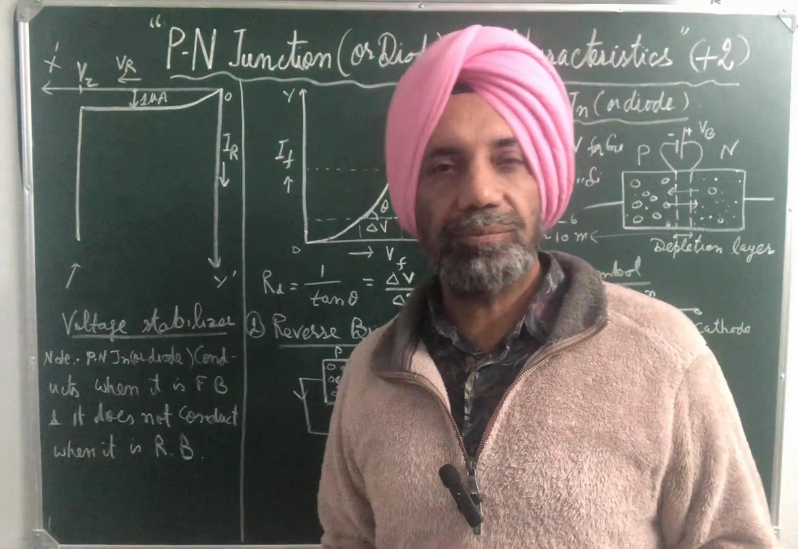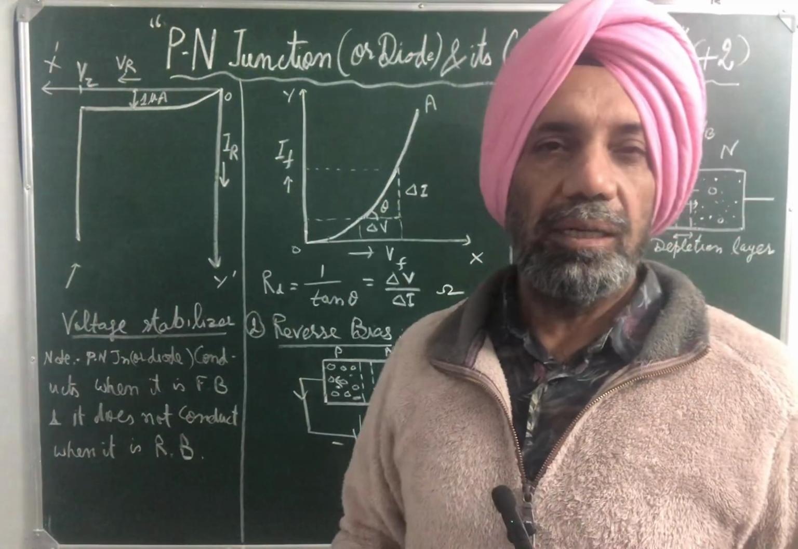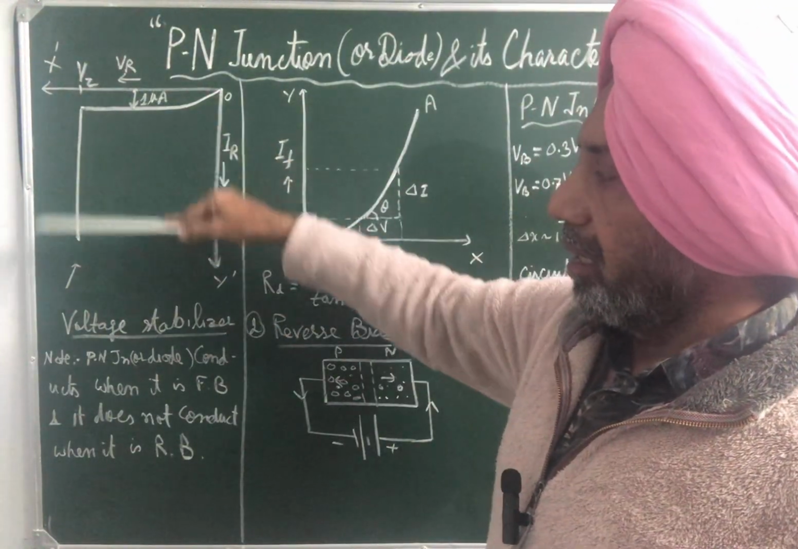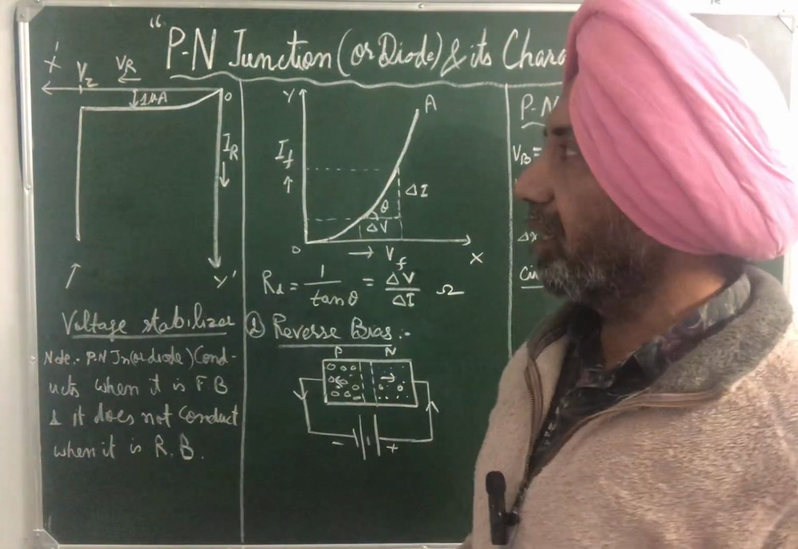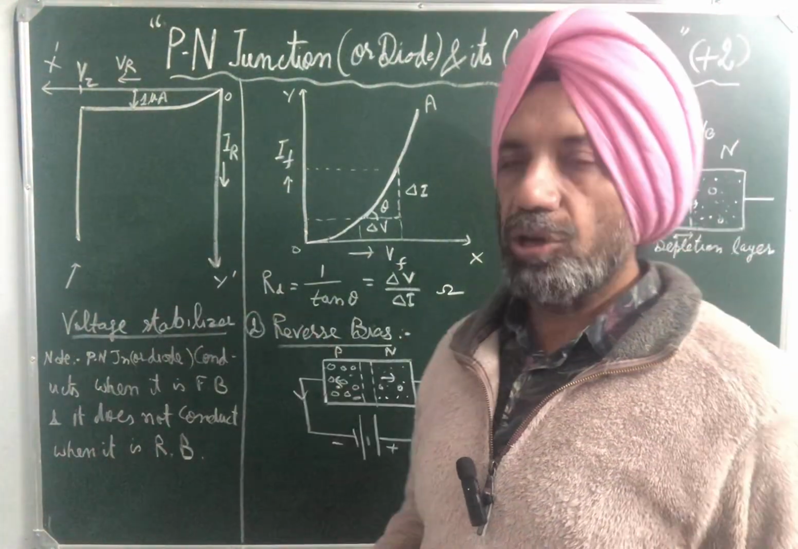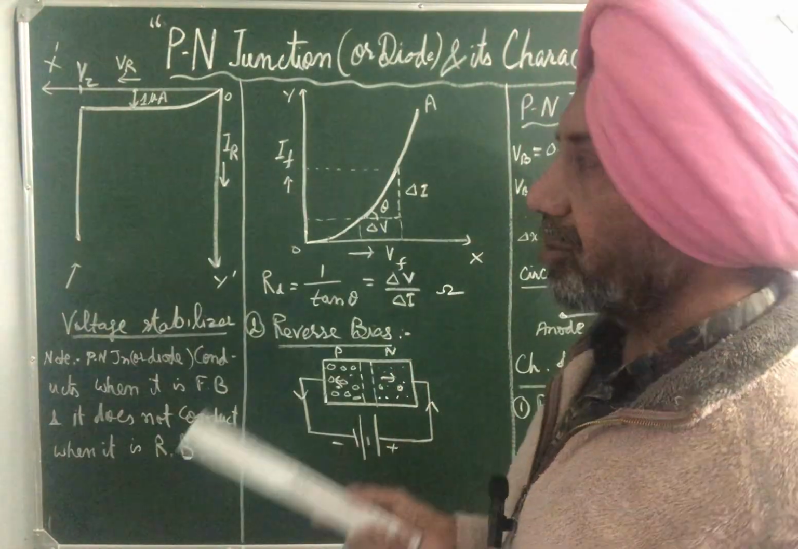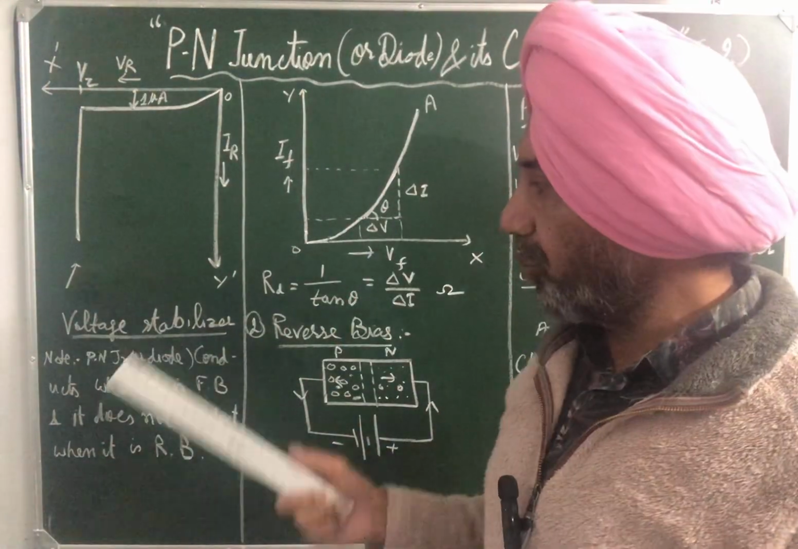This property of the PN junction diode during reverse bias makes it usable as a voltage stabilizer, because the current becomes constant. It doesn't depend upon the voltage. If you increase the voltage, the current remains constant. Such a device is known as a voltage stabilizer. It is a very, very important device.